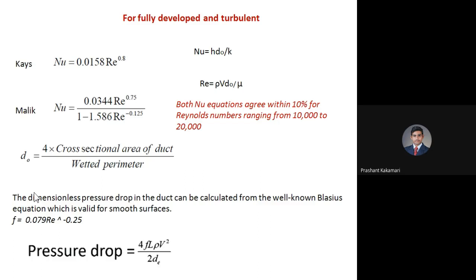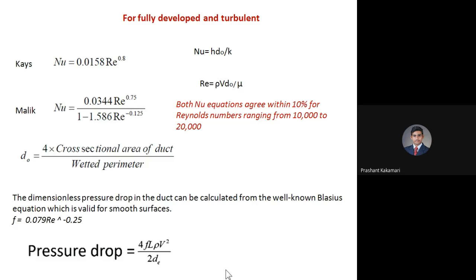That is found by using the Blasius equation. Blasius has given a dimensionless pressure drop equation for the smooth surface. To find the roughness of the given surface, we use this f factor, the roughness of the surface. That is f given by 0.079 Re raised to minus 0.25, given by Blasius. Then for the pressure drop equation, substituting this f, one can find the pressure drop in the flow. That is considered as 4fL rho V square divided by 2 dE.